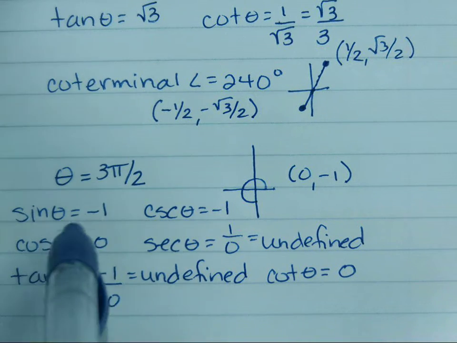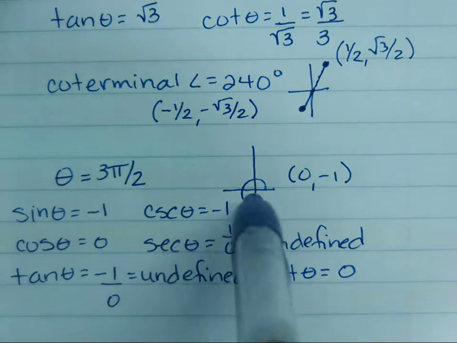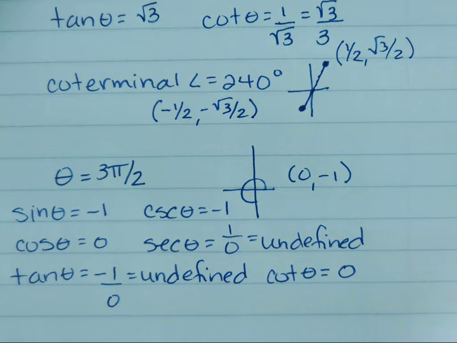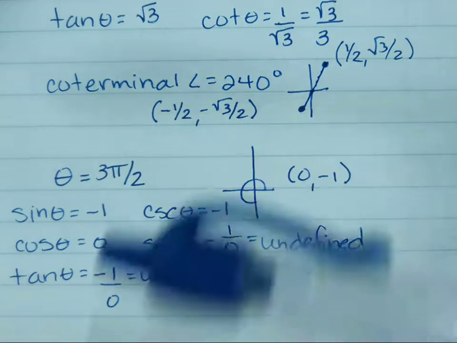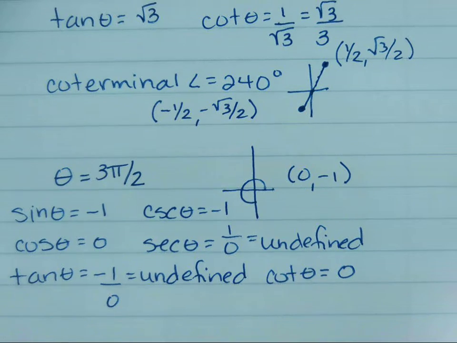And so you're going to need to be able to do these 3 and then reciprocate them. So it doesn't matter how many times you go around the circle. It doesn't matter if I write 7 pi over 2, -7 pi over 2, 15 pi over 2. Anything with a 2 is going to land on one of those axes. And anytime you land on an x or y axis, you're going to have a 0 or undefined situation happening.